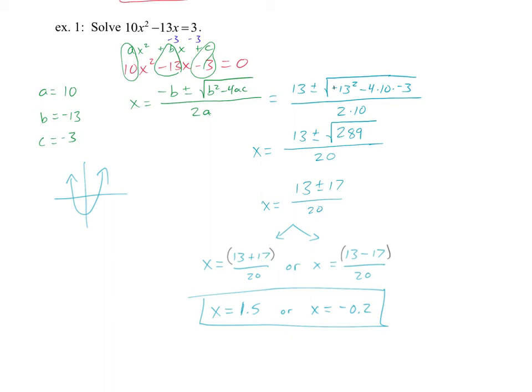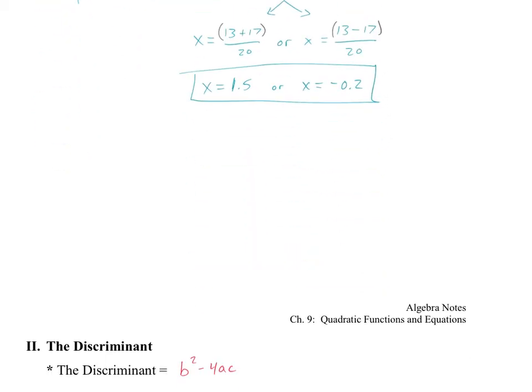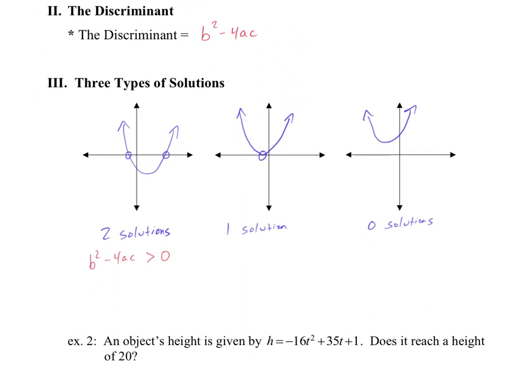So the possibility then for getting just that 1 solution, if we were to have a graph like this middle one down here that only has 1 x-intercept, that's going to come from having the discriminant, b squared minus 4ac, has to equal 0.